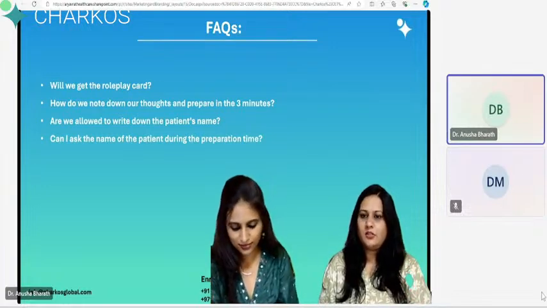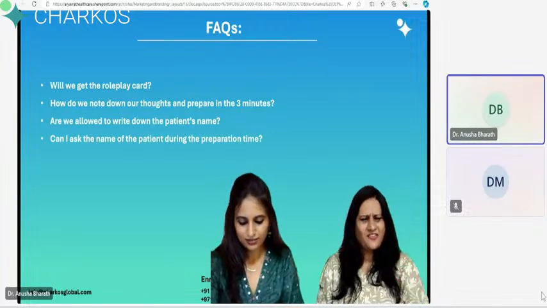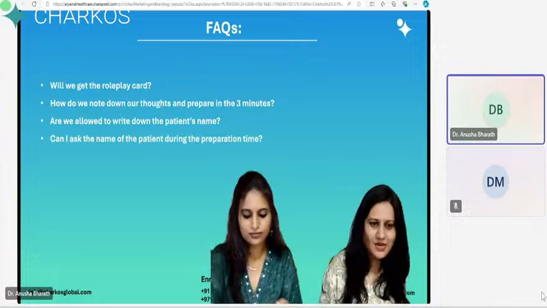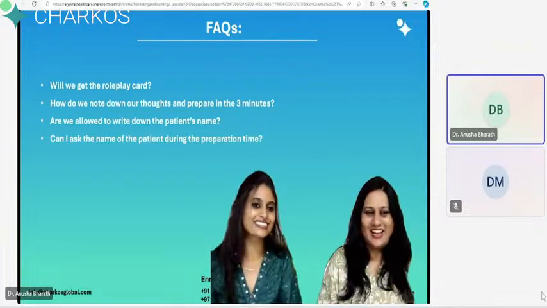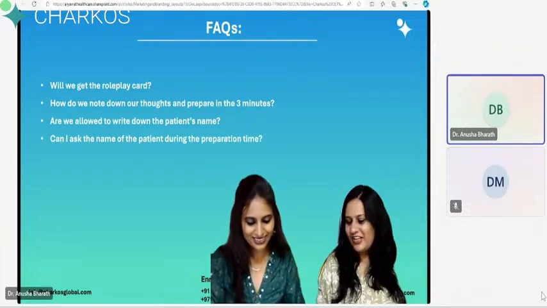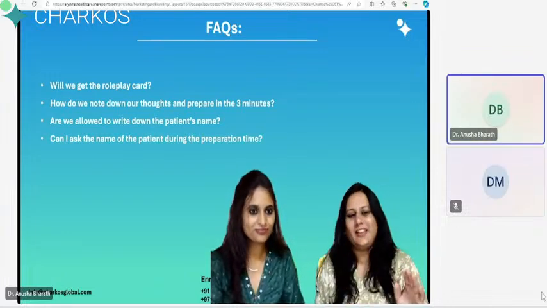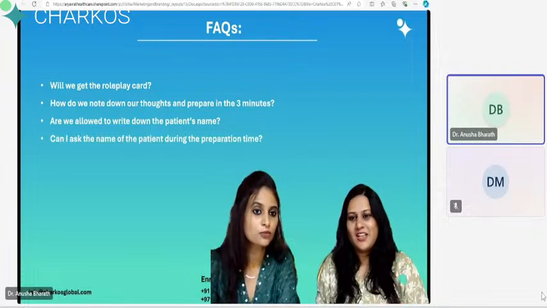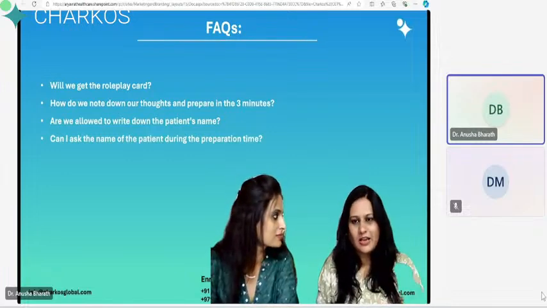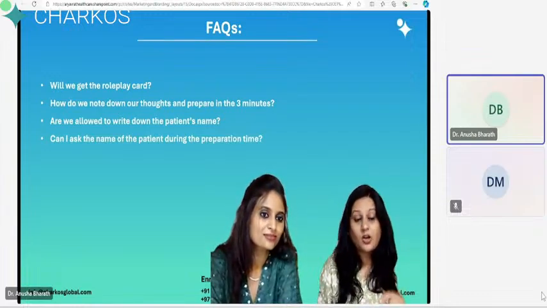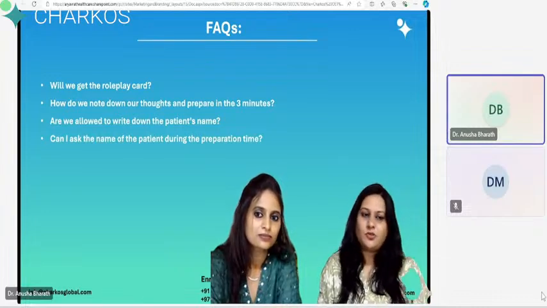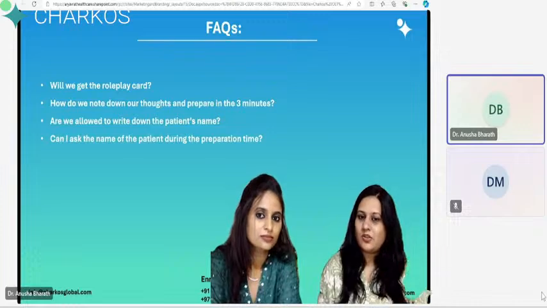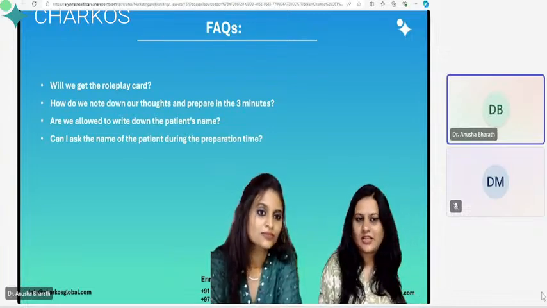So how do we note down our thoughts and prepare in the 3 minutes? You would definitely have come across such scenarios, my dears, so keep that in mind. It is not rocket science. 3 minutes is actually enough to prepare, more than enough. You can note it down with the pencil that you have, and please don't forget to write the patient's name or how they would like to be addressed. And the third question: can I ask the name of the patient during the preparation time? Yes, definitely, you can ask.